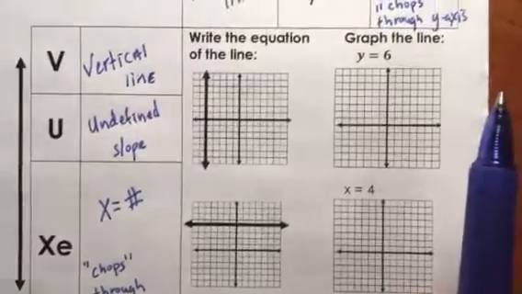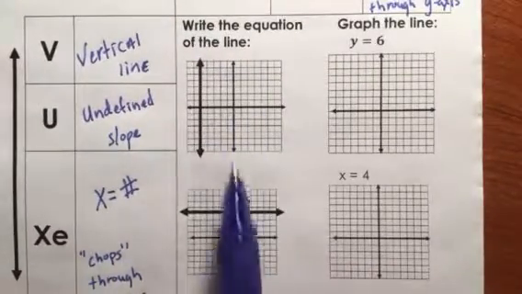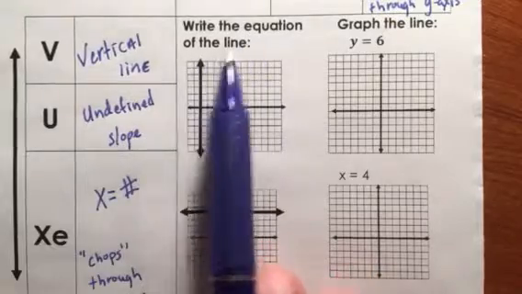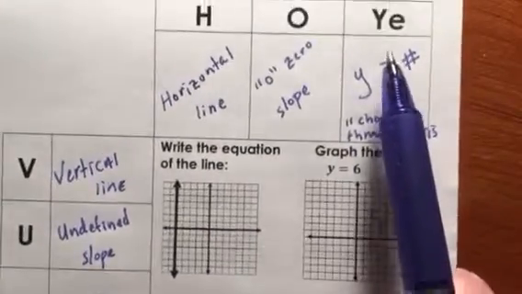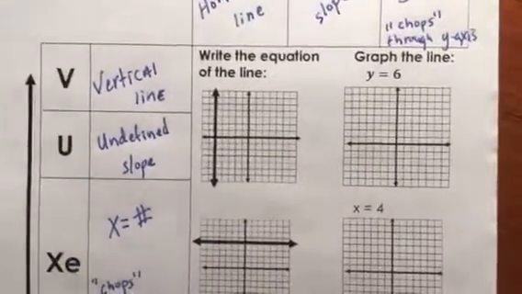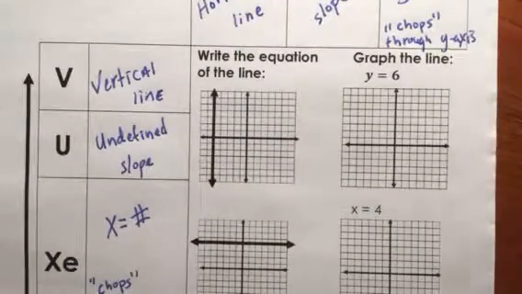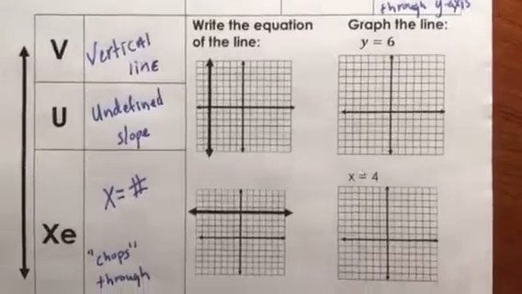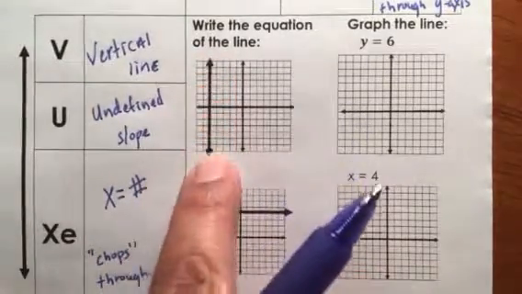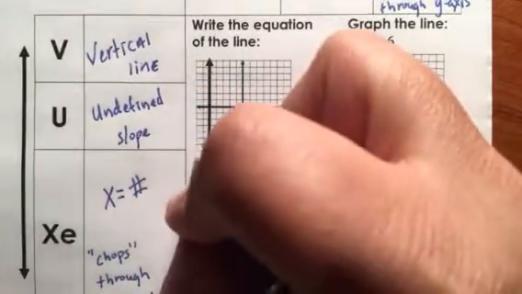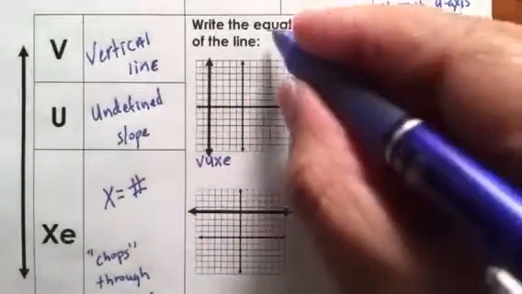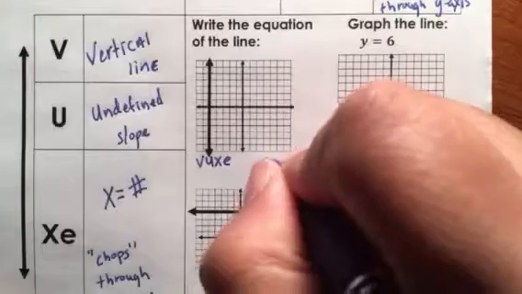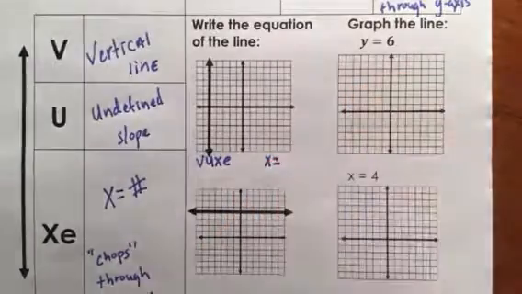Alright, so this first part asks us to write the equation of the line. So we're either going to be dealing with the HOYe or the VUXe, and that's basically what you're going to ask yourself every time. Is this a HOYe or a VUXe? Well, since it's a vertical line, I need the VUXe. So that means, since we're writing the equation here, this means x is going to equal a number.